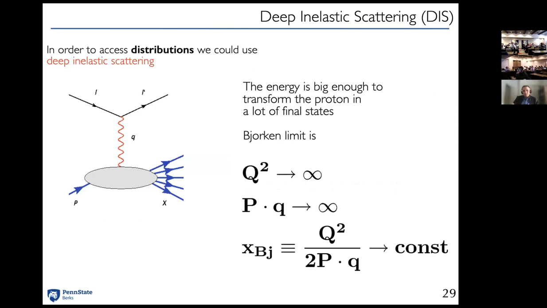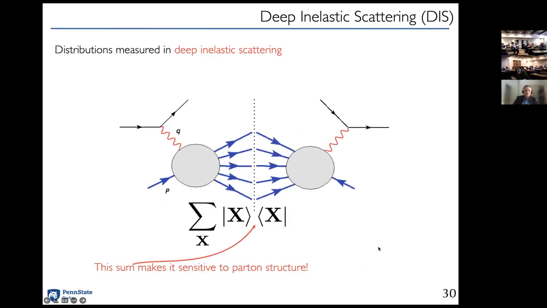So let me start from deep-inelastic scattering as an example. As we already saw this diagram here, let us study a particular limit of this diagram. So Q squared will grow, P dot Q will grow, technically to infinity, so that x Bjorken goes to a constant. So the cross section is the square of the diagram. So it's the diagram multiplied by the conjugate diagram. So it looks like that.